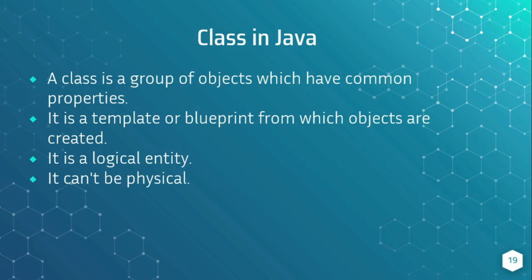A class in Java can contain fields, methods, constructors, blocks, and nested classes and interfaces. A class is a group of objects which have common properties. It is a template or blueprint from which objects are created. So it is also logical in terms of entity, and it can't be physical.